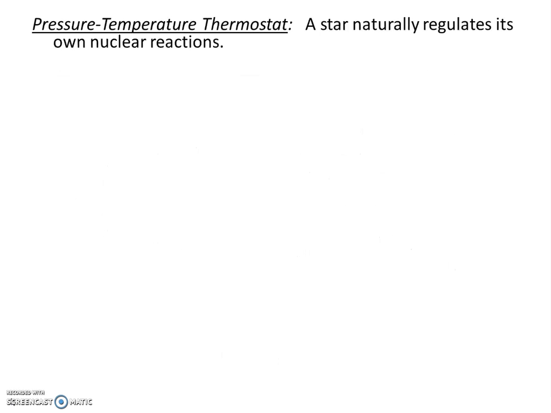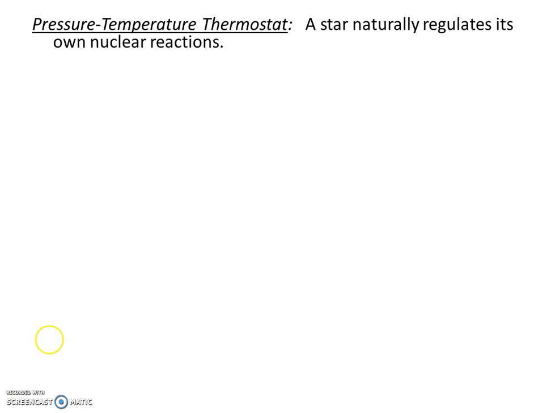Stars have their own way of regulating their own nuclear reactions. This is something that textbooks often call the pressure-temperature thermostat. A thermostat in your house is something where you set it to a certain temperature, and if it gets higher than that temperature, the heat turns off. If it gets lower than that temperature, the heat turns on. So a thermostat tries to keep it at that static temperature that you set it at. The stat comes from static.